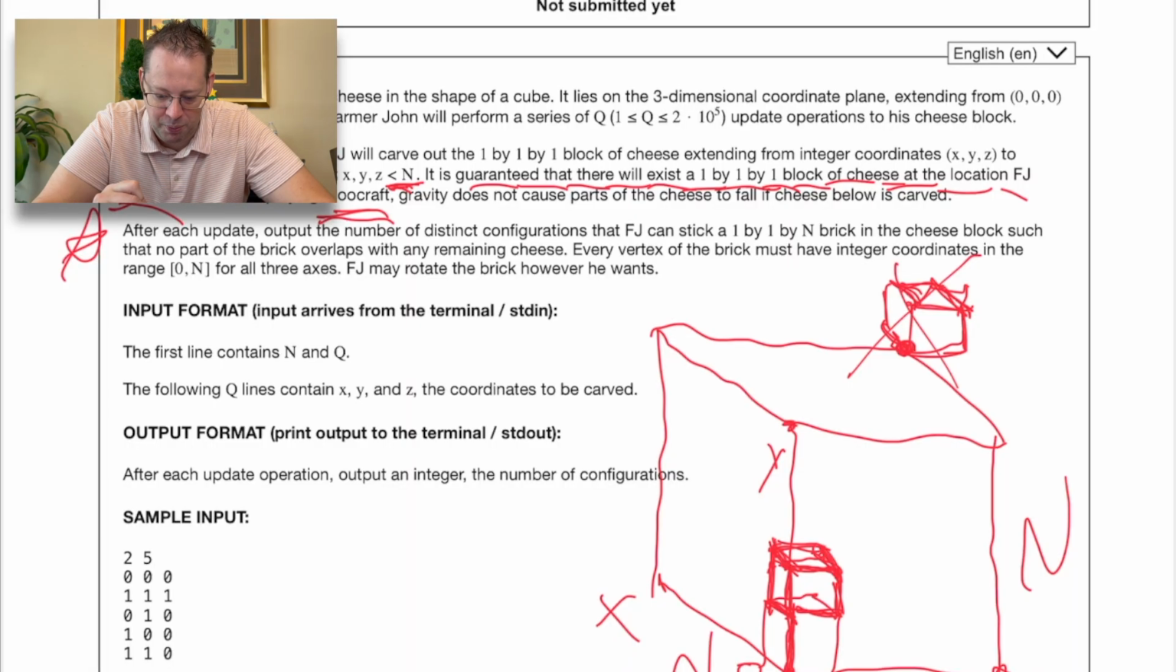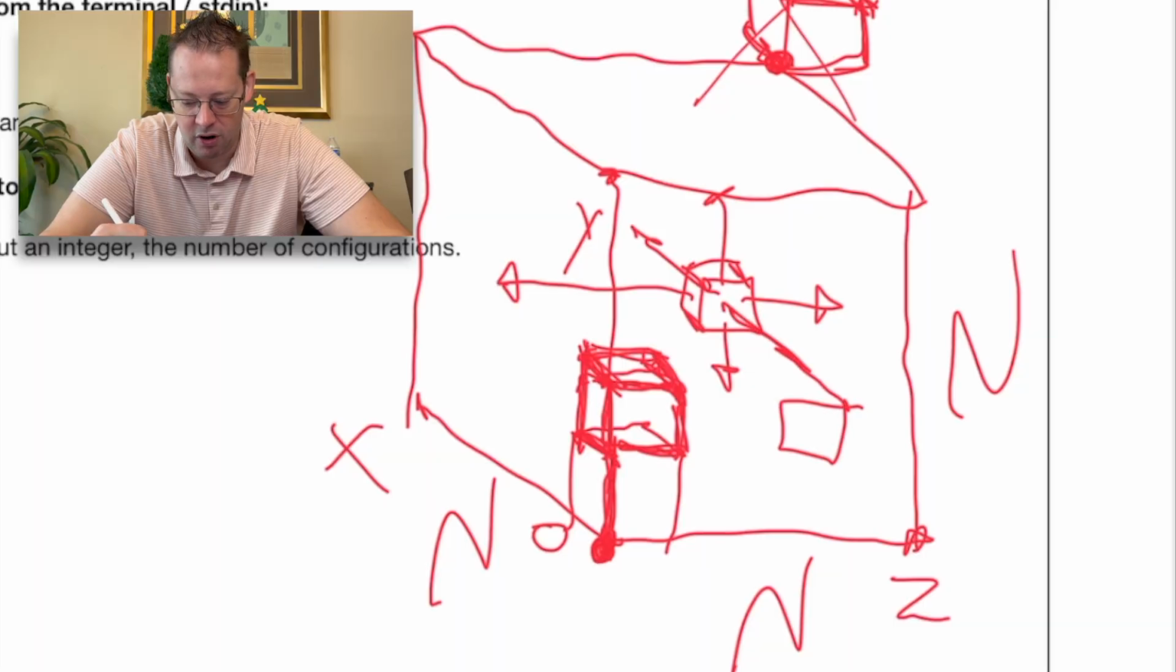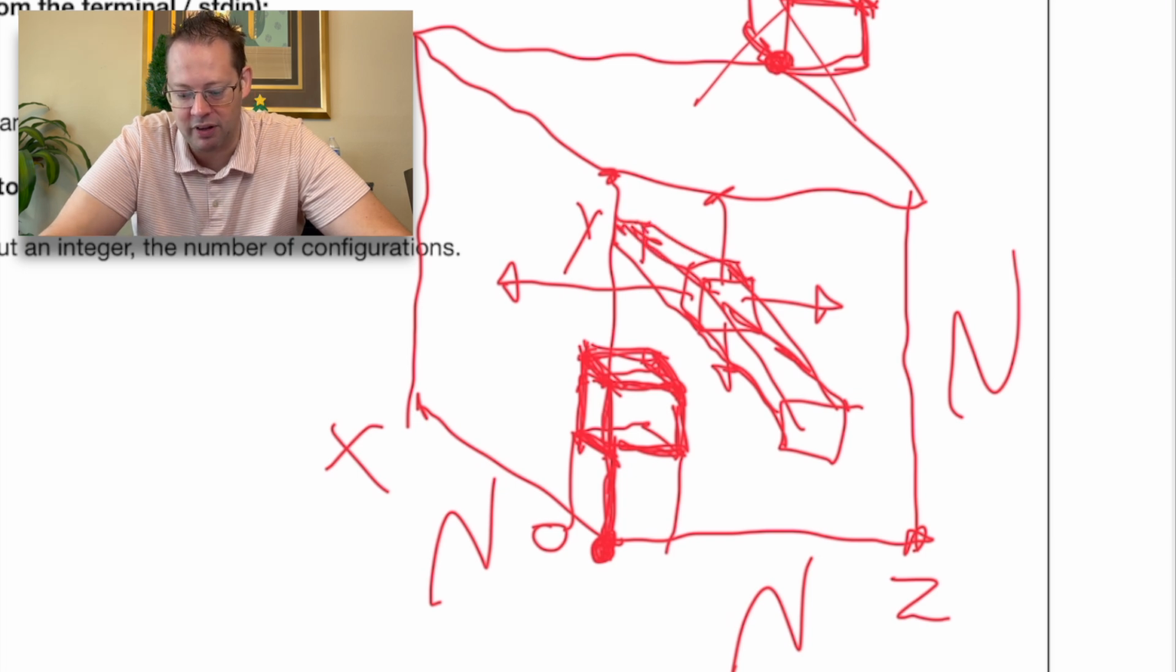After each update, output the number of distinct configurations that Farmer John can stick a 1 by 1 by n brick in the cheese block such that no part of the brick overlaps with any remaining cheese. Now, this is a very important component. If we cut out, for example, a middle block of cheese, we don't actually need to search for open spaces, because all we need to know is if it's open all the way to the edge on both sides. Because if it's cut all the way through from one side of the block of cheese to the other, that's the only way it can possibly have a length of n.